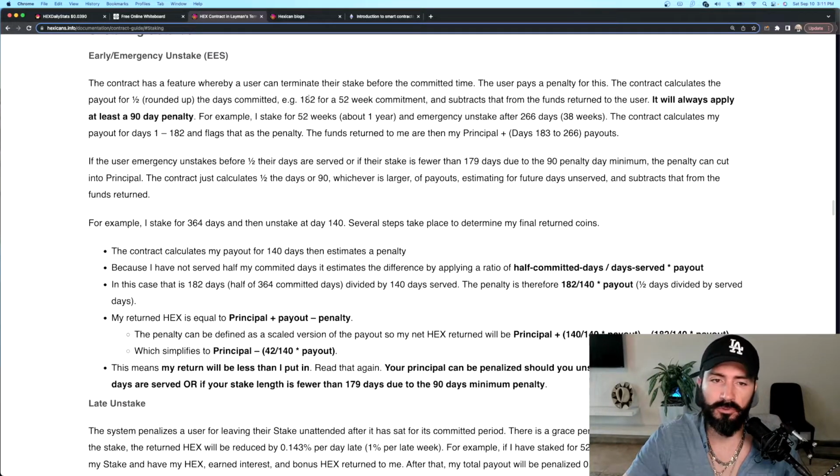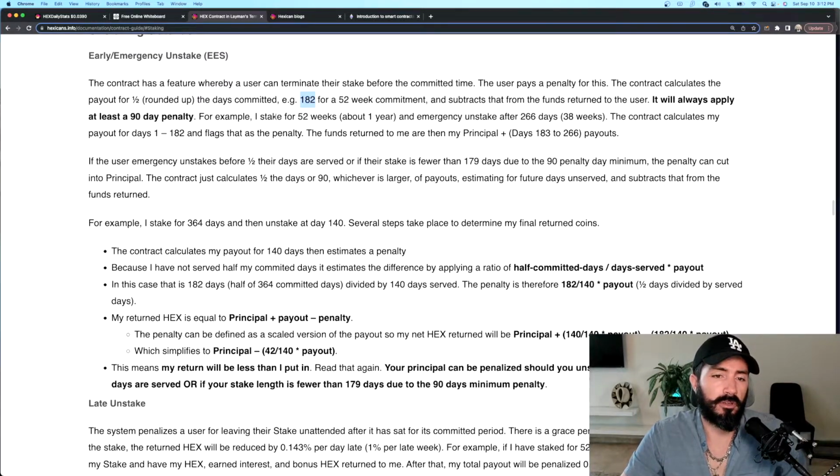So, for example, if you commit for 52 weeks, half of that period would be 182 days. So if you end early, your penalty would be what you earned for those first 182 days. And it subtracts that from the funds returned to the user. It always applies at least a 90-day penalty, so that's like the minimum penalty.